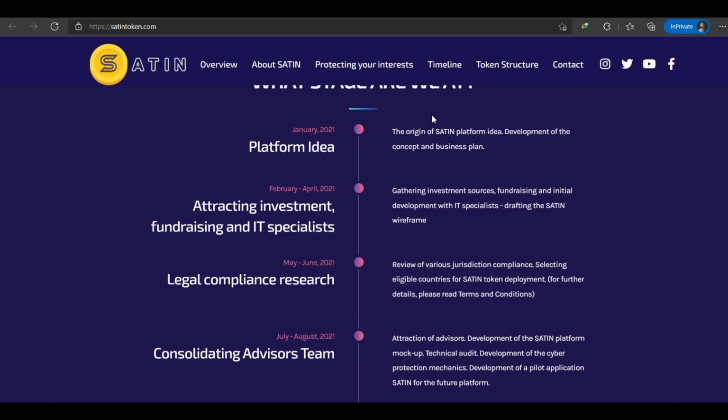And during May to June 2021, it was the compliance. So, study verification of compliance with different jurisdictions, select the appropriate countries to deploy the Satin token. You can also read the terms of use to know more about that.